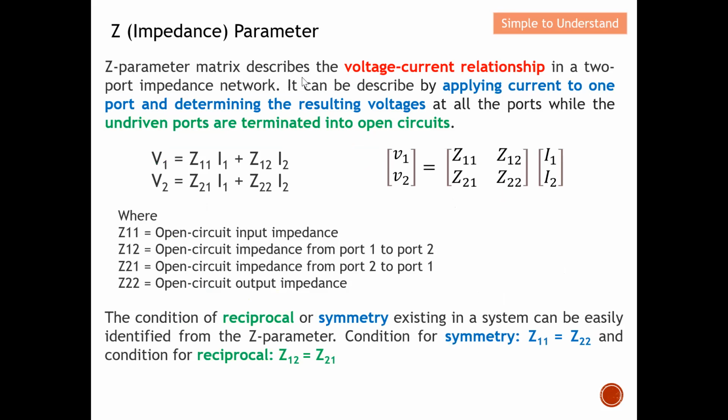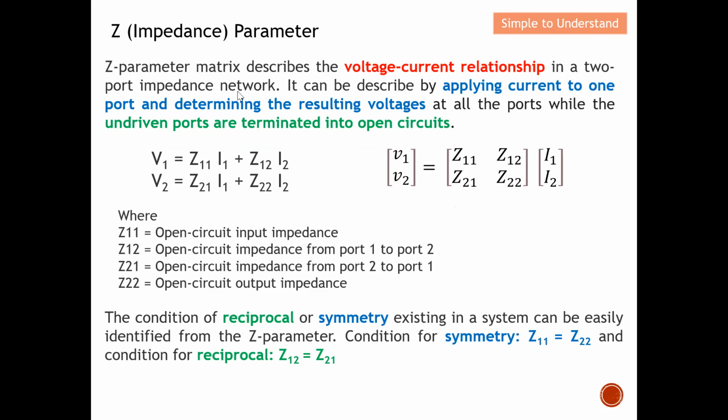Z parameters describe the voltage-current relationship. Over here you can see that this Z is used to describe the voltage in the form of I1 and I2. So this is what it means here.